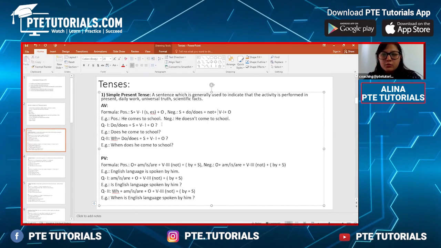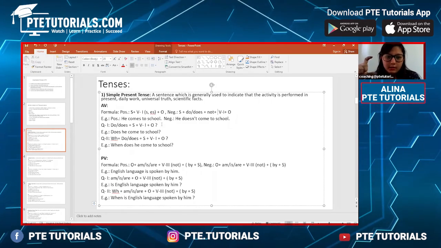Now in question 2, we will be giving explanation as well. When does he come to school? Why does he come to school? When doesn't he come to school? So we will be saying the reason behind not coming to school. So question 1 is the question in which we'll give the answer in yes or no. Question 2 is the question in which we'll give a detailed explanation or elaboration.